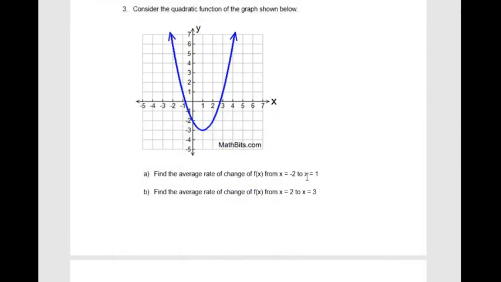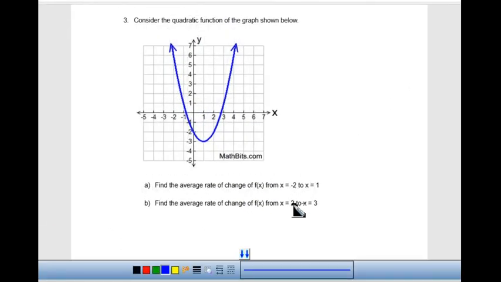In this second example, I'm going to find x equals 2, come to the graph, and it's at -2, and x equals 3, which puts me at +1. Again, you can set up your equation and solve it that way, or you can count. This time I'm going up 3, which would be a +3, and right 1, which is +1. 3 over 1 is equal to 3.